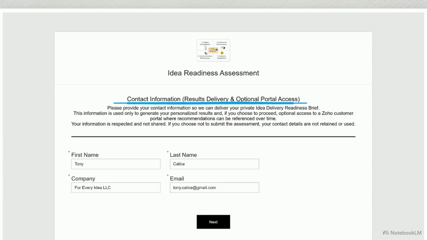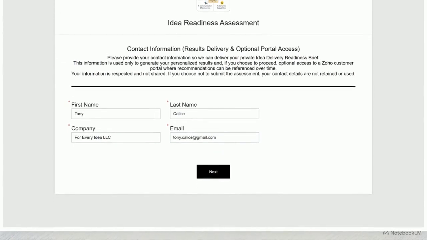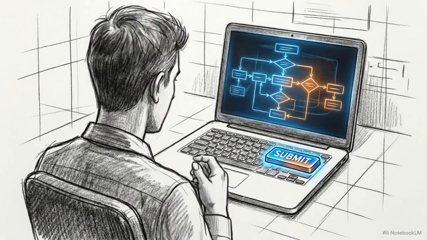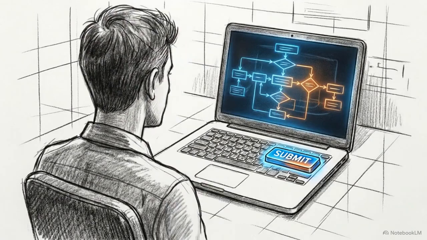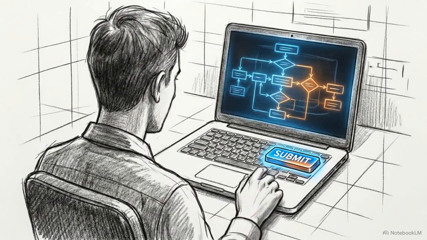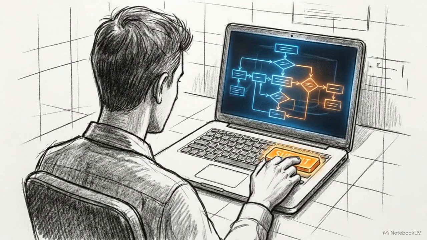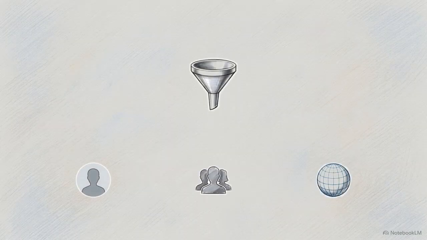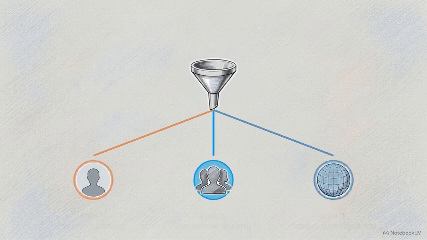At the end of the 15 minutes, there is an immediate trade-off. To get your customized readiness brief, you must submit your name, company, and email to generate a private portal. Submitting your workflow to an unvarnished audit takes a degree of vulnerability. It forces you to admit exactly where your current process is failing. This data exchange is what allows the assessment to sort your situation into a specific technical path built for your level of complexity.